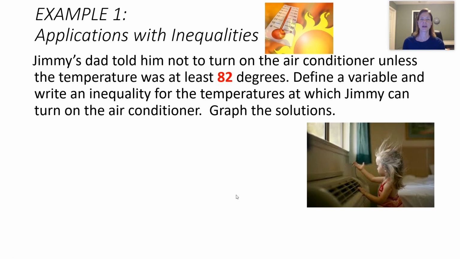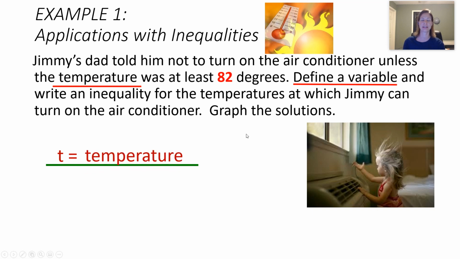Jimmy's dad told him not to turn on the air conditioner unless the temperature was at least 82 degrees. Define a variable and write an inequality for the temperatures at which Jimmy can turn on the air conditioner. And we also are going to be graphing the solutions. So first off, we need to define a variable. This is temperature in degrees. So we could use T or D for degrees. I'm using T for the temperature in degrees.